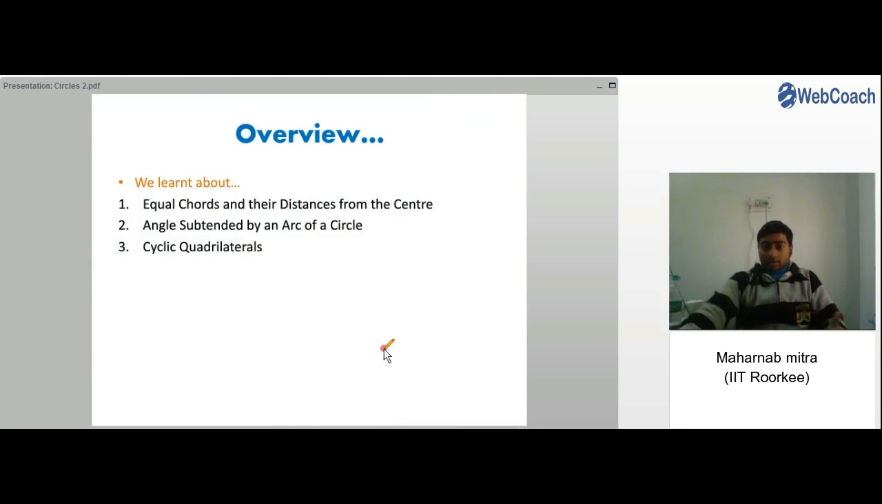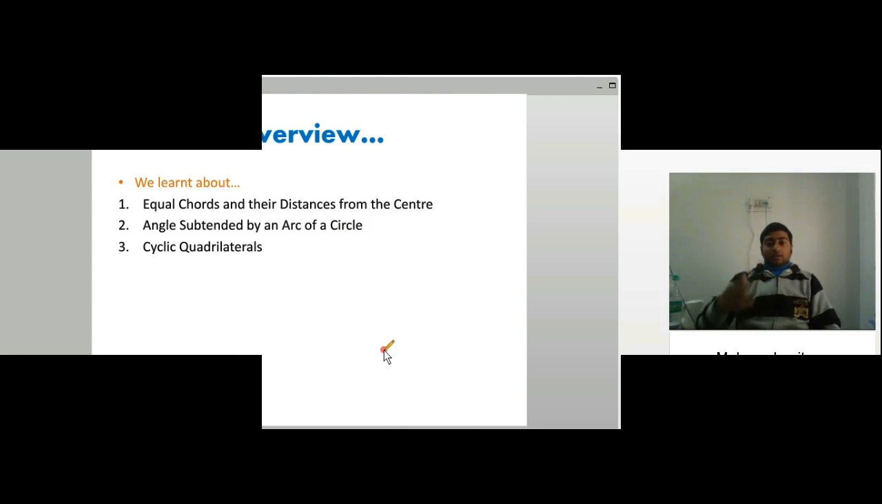So here we complete circles, and in this class we have learnt about equal chords and their distances from the center, which are also equal. Then the angle subtended by an arc of a circle. Then finally we learnt one of the major characteristics of cyclic quadrilaterals: the sum of the opposite angles is 180 degrees.